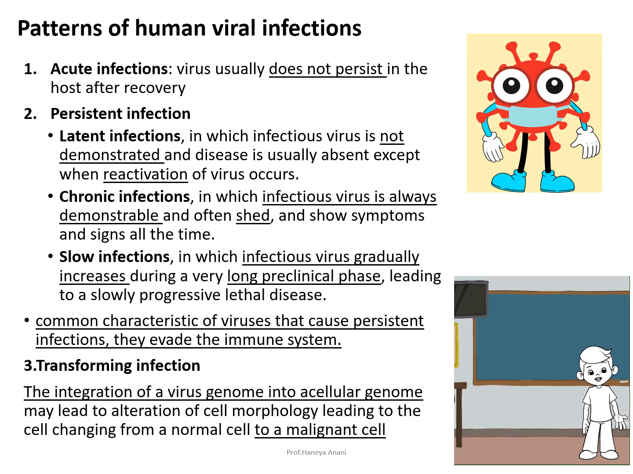Patterns of viral infection. Acute infections: the virus usually does not persist in the host after recovery. Persistent infection. Latent infections, in which infectious virus is not demonstrated and disease is usually absent, except when reactivation of the virus occurs. Chronic infections, in which infectious virus is always demonstrable and often shed, with symptoms and signs all the time. Slow infections, in which infectious virus gradually increases during a very long preclinical phase, leading to a slowly progressive lethal disease.